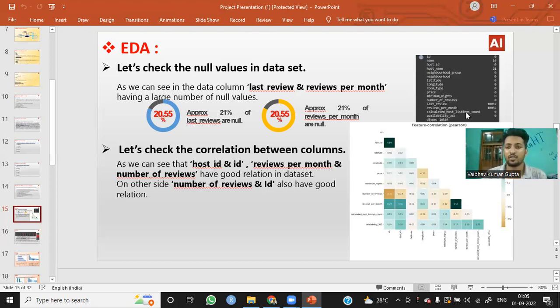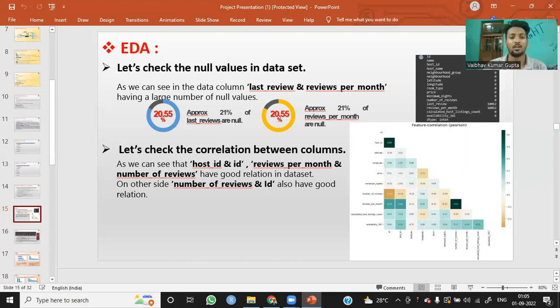So we just quickly see the correlation. For the next step, we see the correlation between the columns. First, we saw that host ID and ID have some correlation, but that doesn't make any sense, because the correlation of host ID and ID is actually spurious. Reviews per month and number of reviews have a positive correlation.